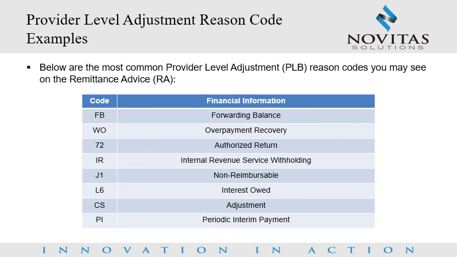Provider-level adjustment reason code examples. This chart lists some common provider-level adjustment reason codes that you may see reported on the Remittance Advice. For example, PLB-FB stands for forwarding balance.